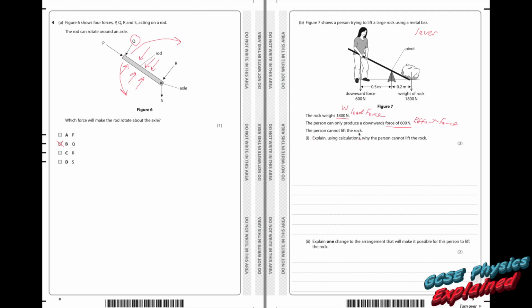The person cannot lift the rock. It weighs 1,800 newtons and they can only lift 600 newtons. So it's 3 times too heavy. Explain using calculations why the person cannot lift the rock. Now, this is to do with moments. This person pushing down here is creating an anti-clockwise moment, and this rock here is producing a clockwise moment. I always follow the force and go round the back of the pivot, and then that'll tell you whether it's clockwise or anti-clockwise. So that's clockwise.